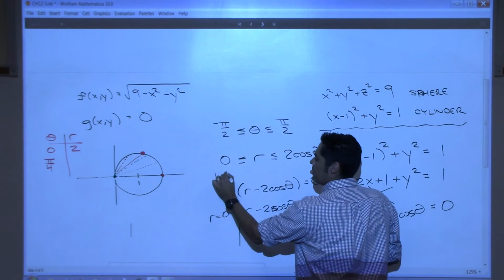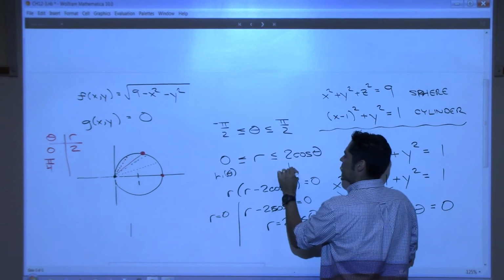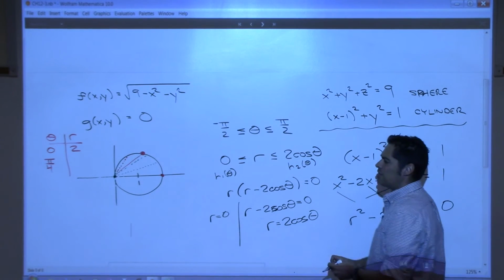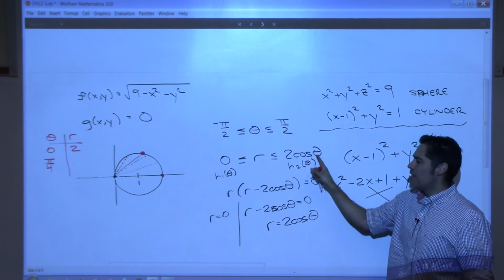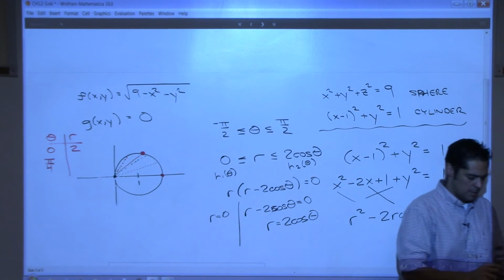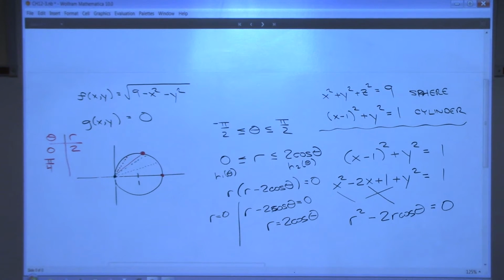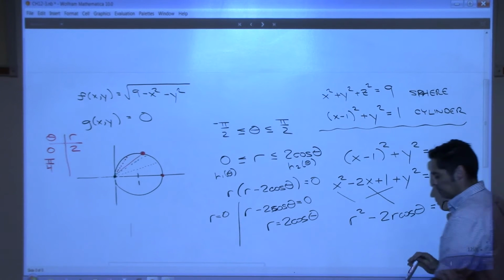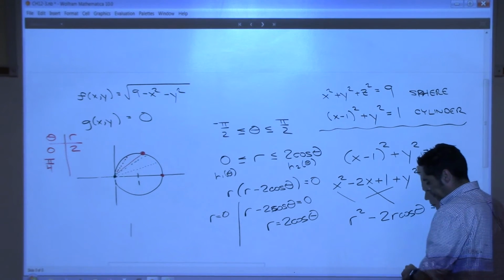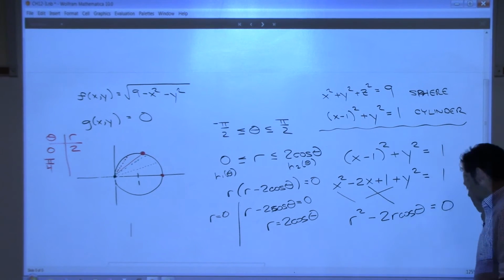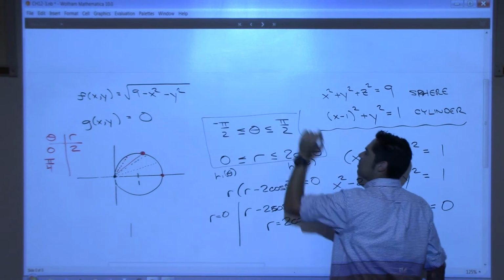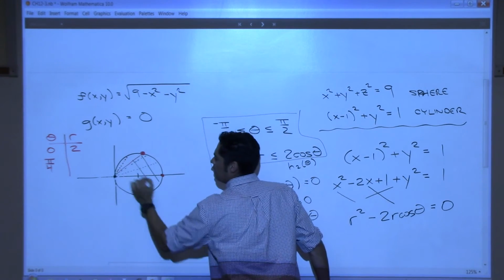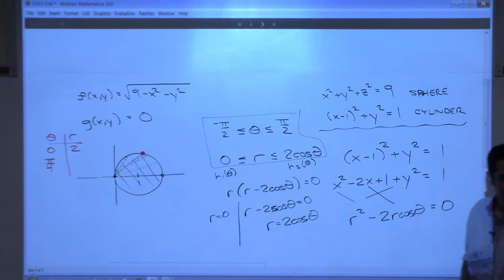This is h1 of theta. This is h2 of theta. Now this is a true function of theta, isn't it? Theta actually makes a difference here. This one doesn't make a difference. 0. Questions? This is what we were looking for, right? This is what we were hoping for, is something that would draw this region. And I believe we've got it.